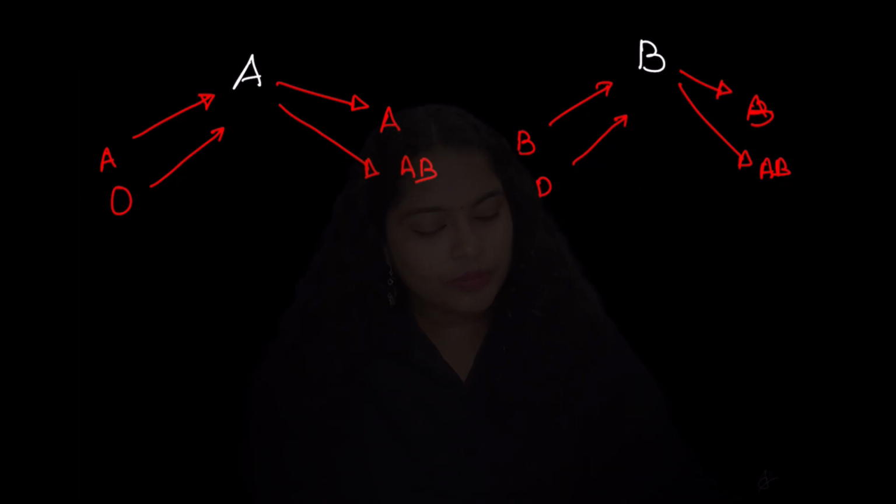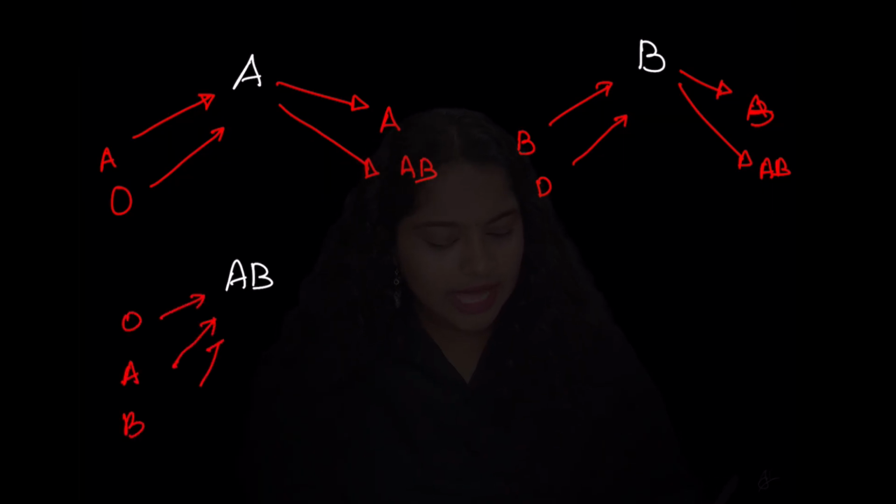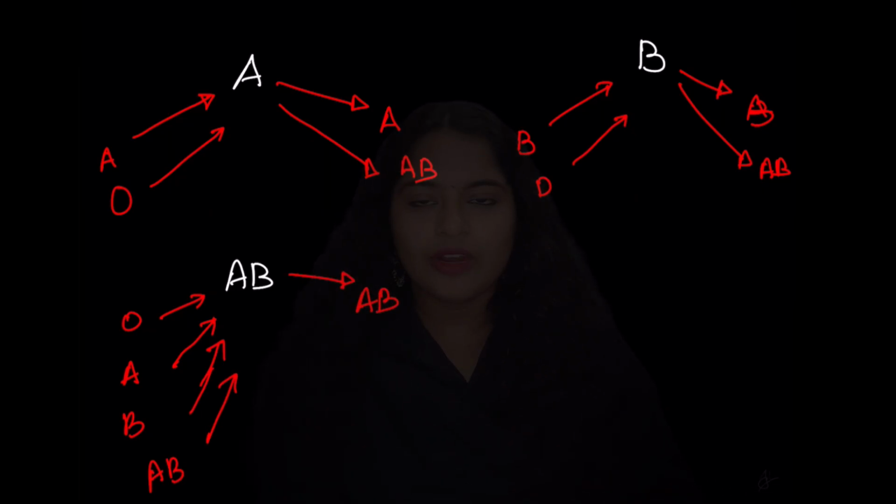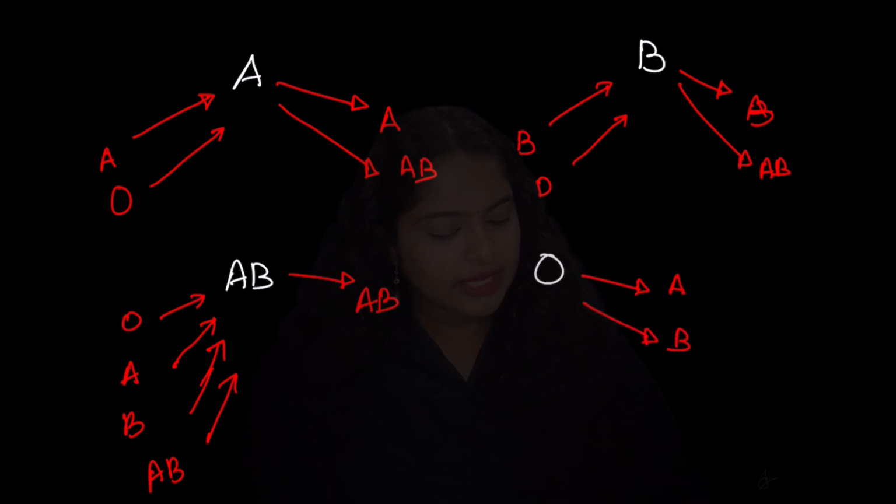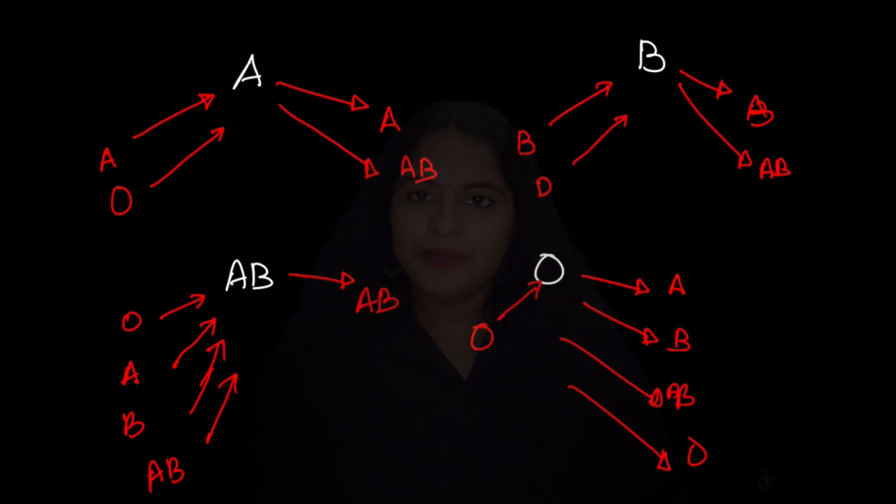Now coming to the blood group AB. AB blood group people can take blood from O, A, B and AB. But they can only give blood to AB blood group people. They cannot give blood to anyone else. Coming to O blood group, an O blood group person can give blood to A, B, AB and O. But they can only take blood from O blood group people.